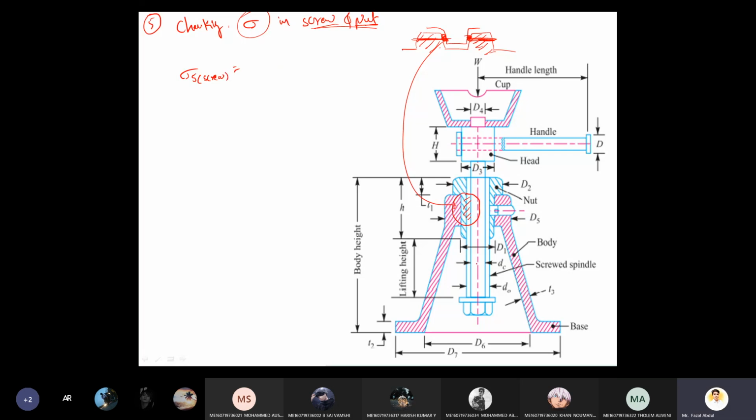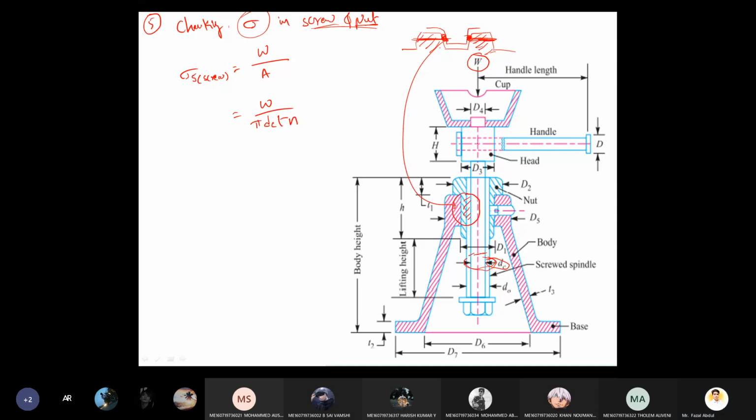For the screw, the core diameter is very important. Generally stress means load by area. What is the load here? Always this load only we need to consider. What is the area? It's the perimeter, because I'm not considering the solid portion, only along the circumference of the rod. So the area is pi into dc into t into n, the number of threads.